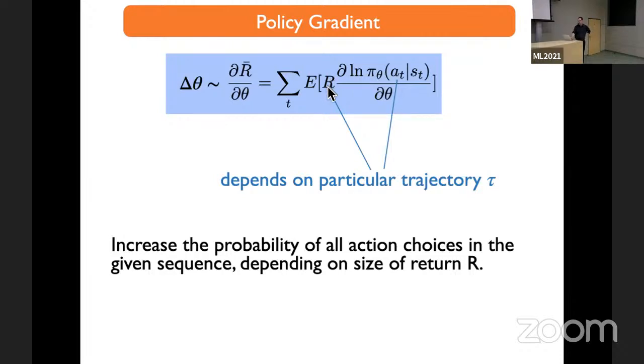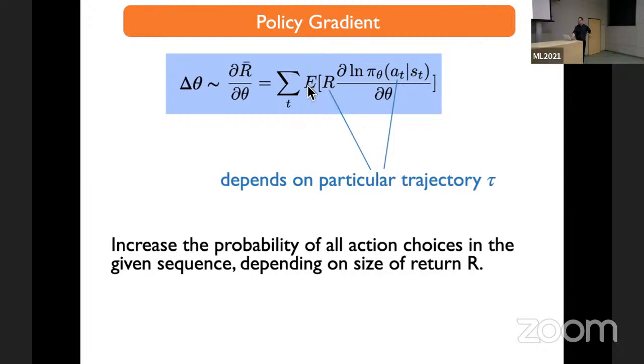So that's capital R, the return, we called it. And you take this return and multiply it by a logarithmic gradient of the policy evaluated at the actions that you actually took during a given trajectory. So these A_t here and also the S_t, they depend on the trajectory under consideration. And the R also depends on the trajectory under consideration.